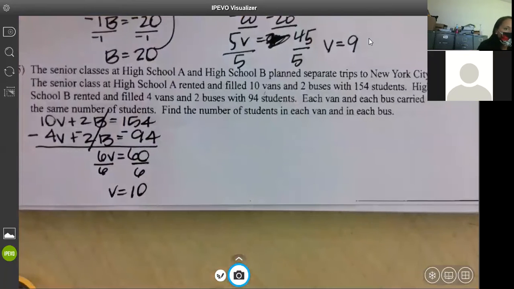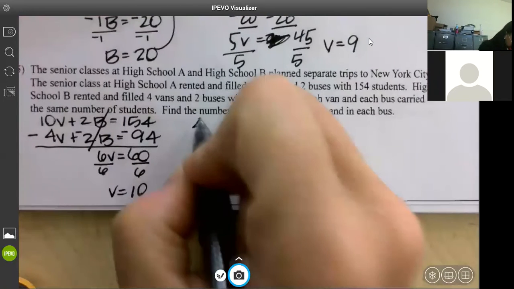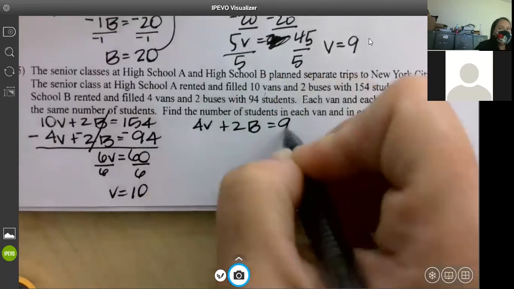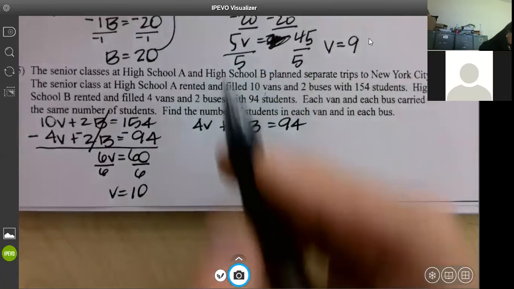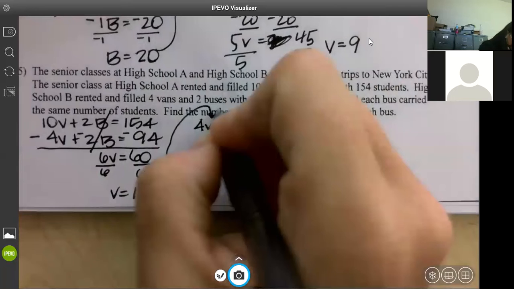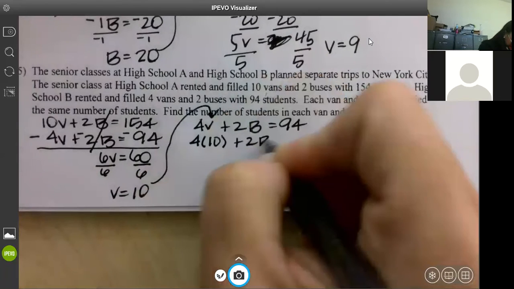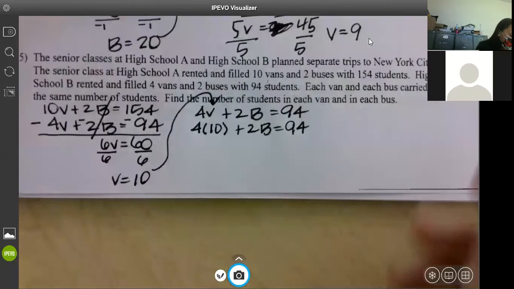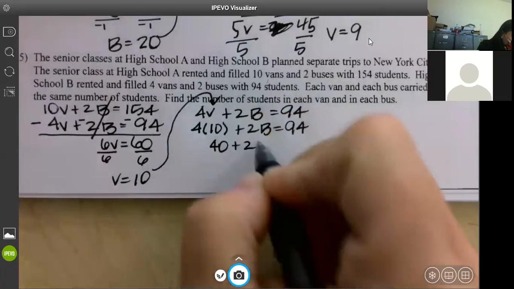Yep. Pick an equation, doesn't matter which one. I like the second one. And remember, I changed the sign, so I'm going back and making them all positive. I just don't know why I like the second one. I'm just using it because I haven't used it before. All right, V is 10. So 4 times 10 plus 2B equals 94. What is 4 times 10? 40. Plus 2B equals 94.